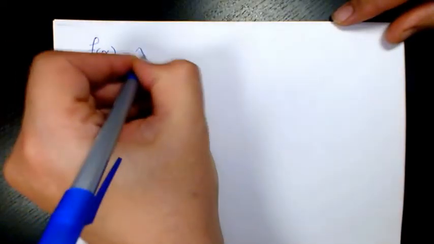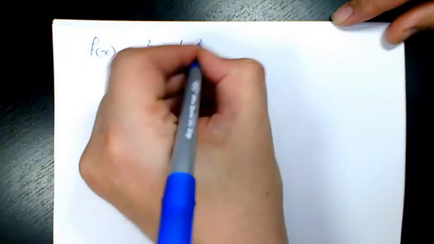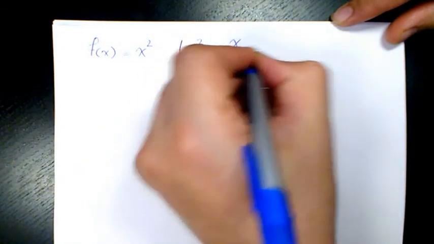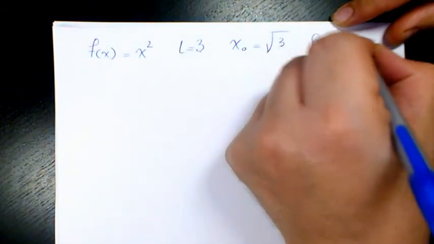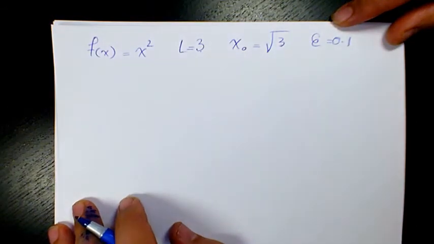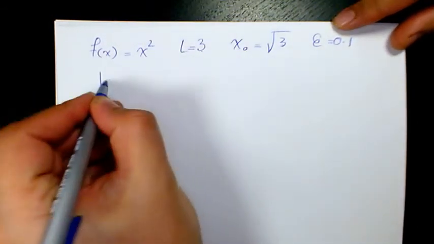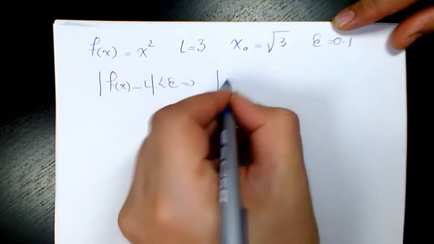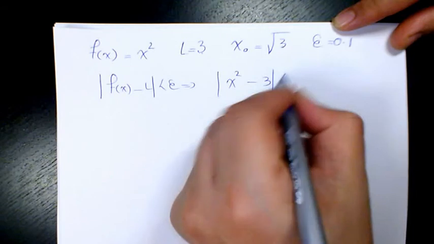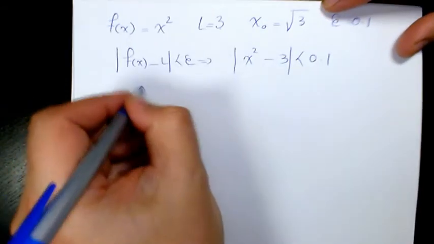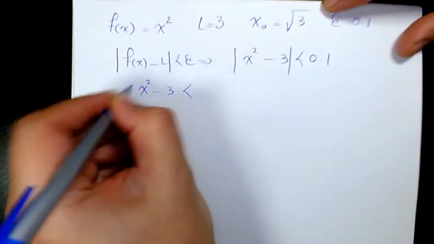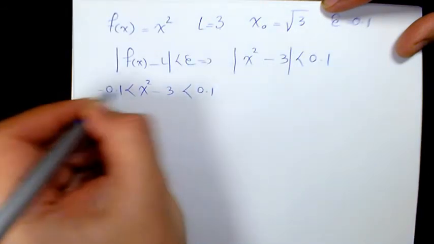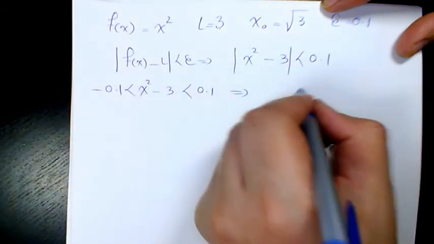Next example is f of x equals x squared. L is 3, x naught is root 3, epsilon is 0.1. So again, the absolute value of f of x minus L has to be less than epsilon. So |x squared minus 3| has to be less than 0.1, which means that x squared minus 3 is between 0.1 and negative 0.1, and we need to add 3 to all of them.